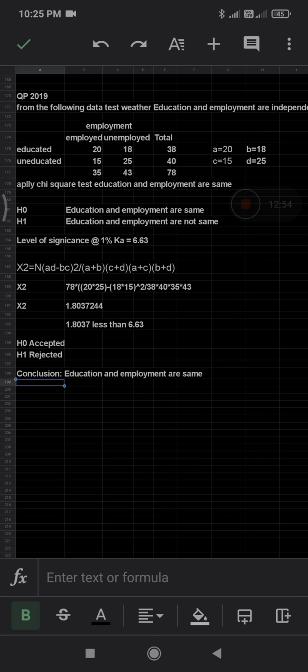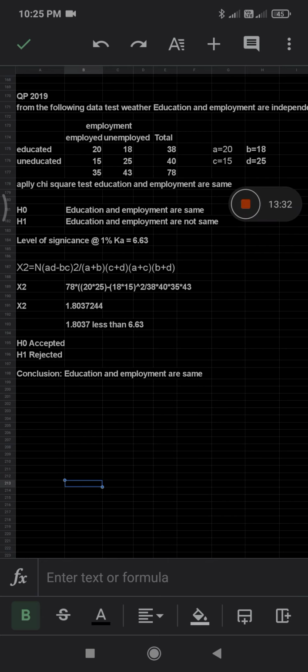Whenever the calculated value is greater than the table value, then H naught is rejected. But in this problem, 1.80, the calculated value, is less than the table value, so H naught is accepted and H1 is rejected. The conclusion always should be written as it is: if H naught is accepted, you write H naught as it is. If H1 is accepted, then you write H1 as you have written it. So here I'll end the video.